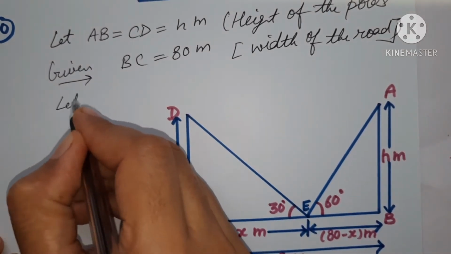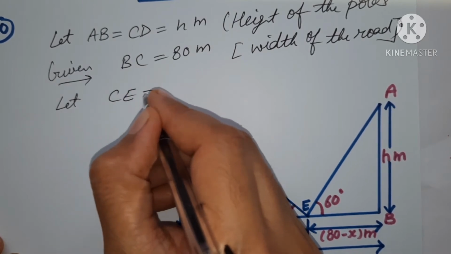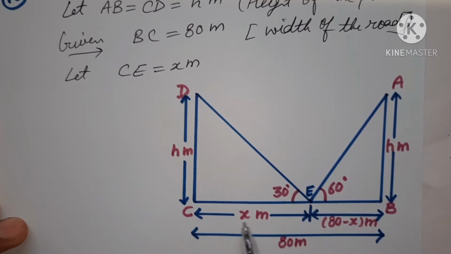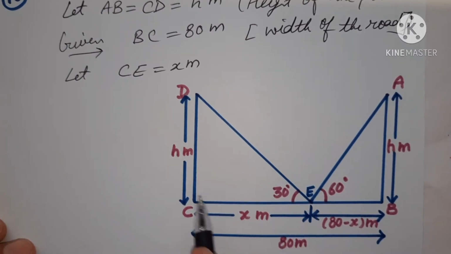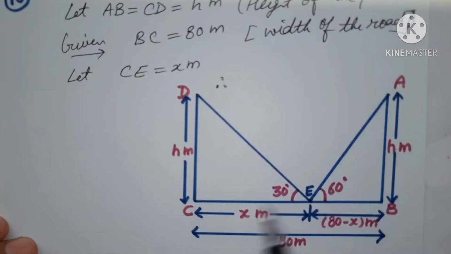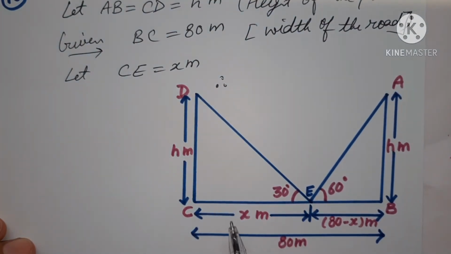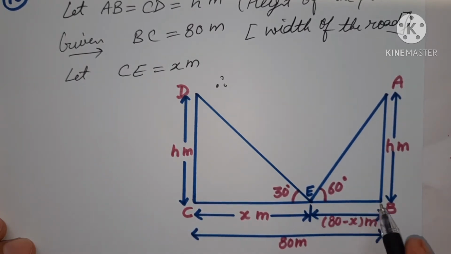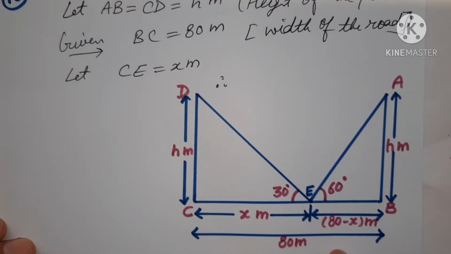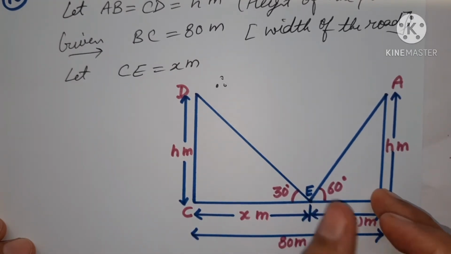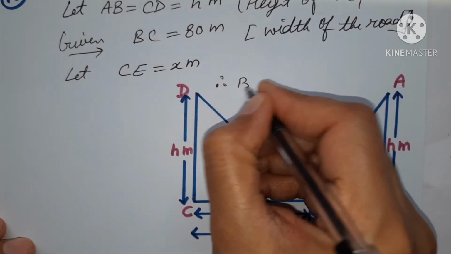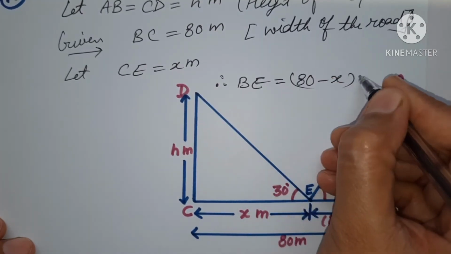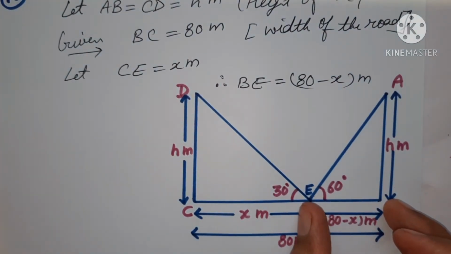This road is 80 meters wide, so we have written here BC is equal to 80 meters. Now let CE be equal to x meters. C to E, this value we are assuming is x meters. If this is x meters and the total width is 80 meters, and we want to find E to B, we can subtract x meters from 80 meters, and then we can find this distance. So we will write BE is equal to 80 minus x meters, the distance from E to B.